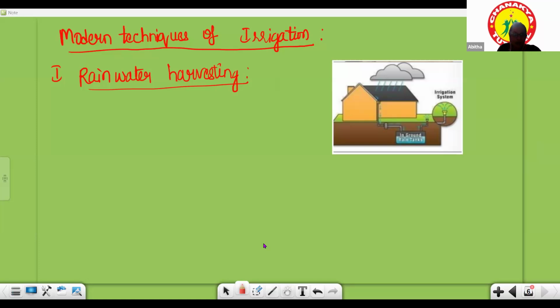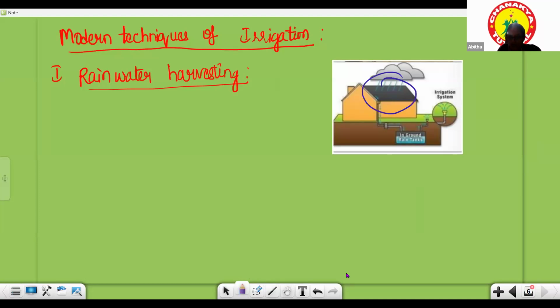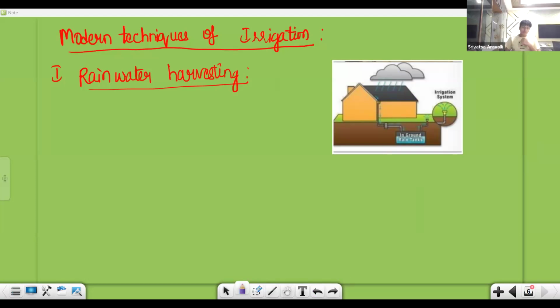So what is rainwater harvesting? Instead of just letting the rainwater flow away, farmers often store it in the reservoir tank. This water is further used for agriculture purposes. So you can see that the rainwater is being collected and stored here.